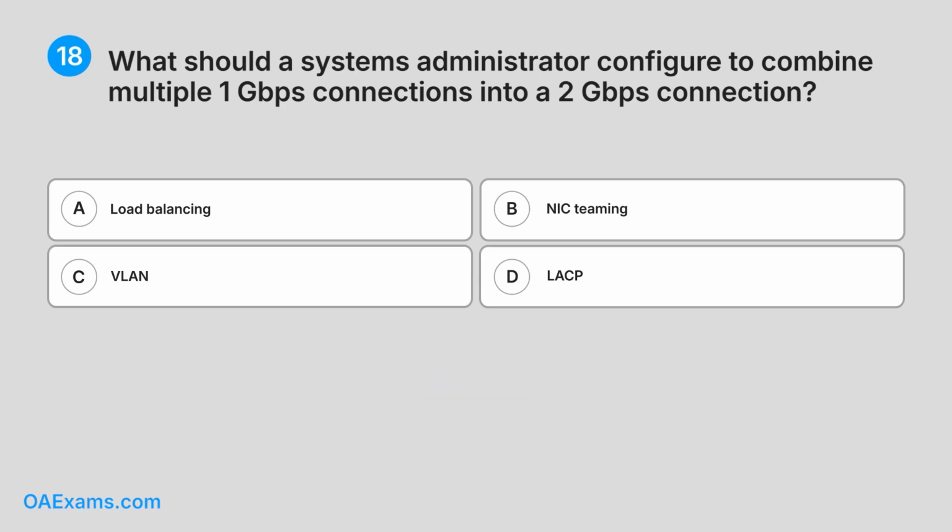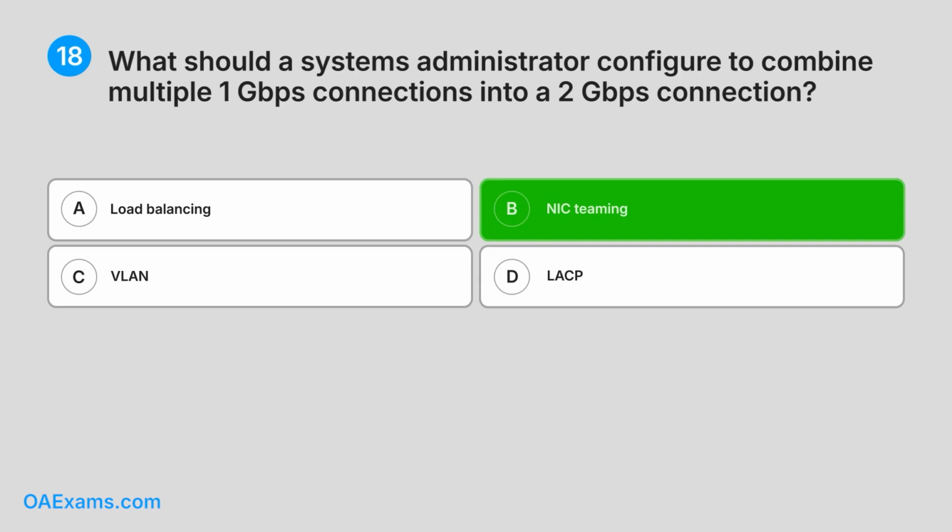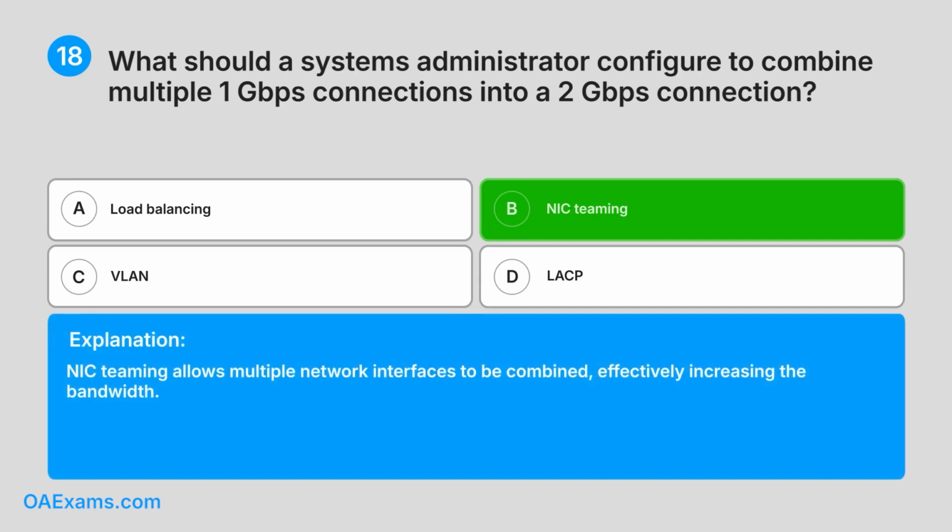Correct answer. B. Link aggregation. Explanation. Link aggregation allows multiple network interfaces to be combined, effectively increasing the bandwidth.